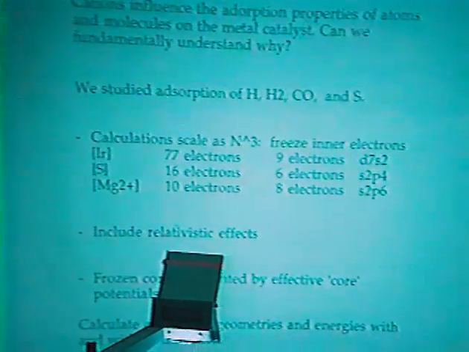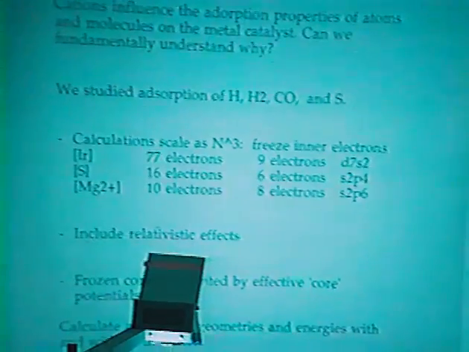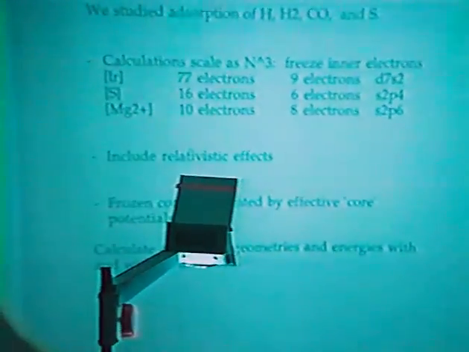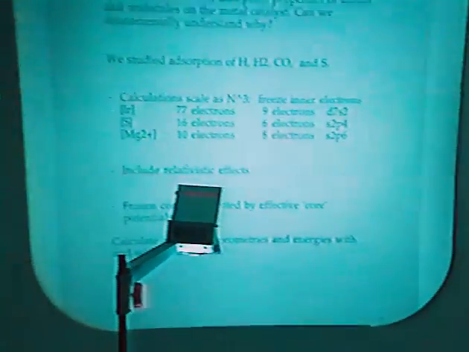And the next thing you have to do is include relativistic effects, because iridium is so heavy, your electrons approach the speed of light, and then strange things happen, and you have to really take into account your relativistic effects. But don't worry about that, we did that. It's really necessary. So as I said, you have to represent the core by some extra potentials in your Hamiltonian term. So let's go to the results.